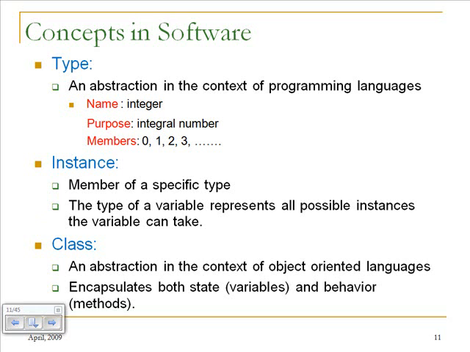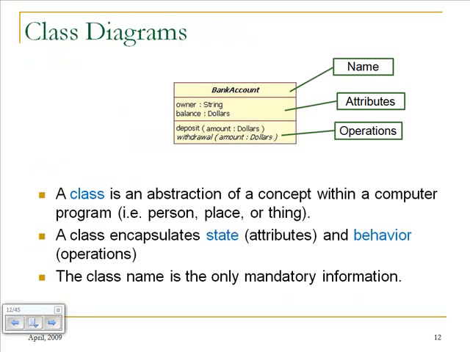Okay? So therefore, a class is going to encapsulate both the state variables and the behavior, which are the methods of the system. So if you think about a class, it's going to encapsulate the state, okay? The state of that particular object, which we can call the attributes, and then the methods or functions that that object can actually perform, which is going to basically describe the behavior of that object. Okay, so that's going to be a class.